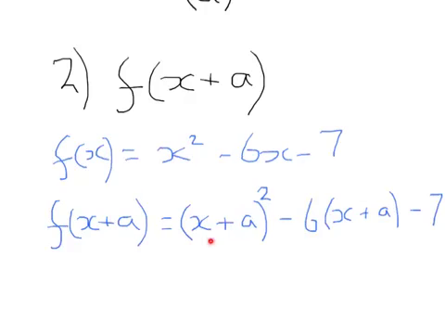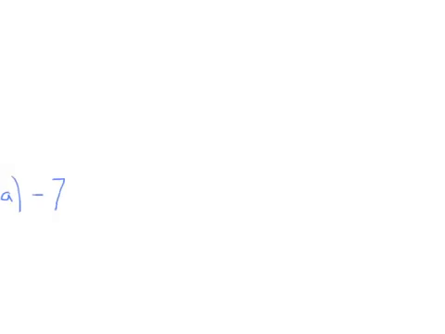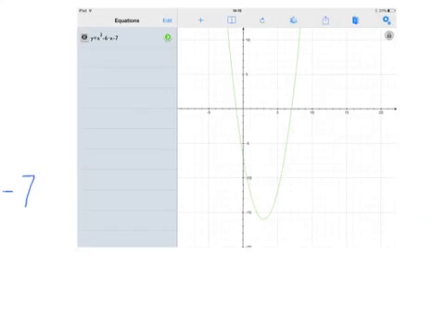So it's fundamentally the same function. We've still got something squared minus 6 lots of something minus 7. But instead of x, now wherever the x was, I've now got x plus a. So let's have a look at what happens to the graph now. I think what I'll do is I'll use the 3 again, and I'll use the same graph. So our original function is going to be this graph, just like we used previously.